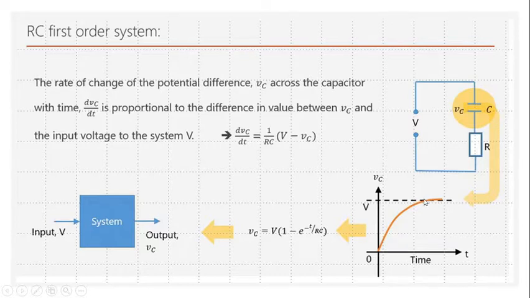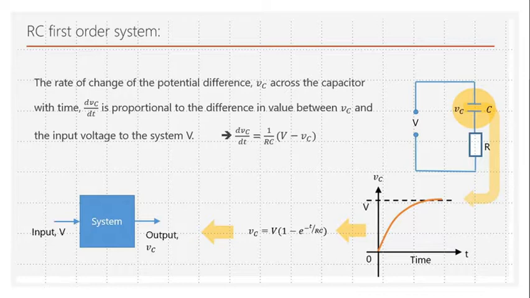So we know that we can write the relationship between the voltage across the capacitor and the big V here, and how we can write that down as this equation here. So again, we have the derivative of voltage Vc over time, and it is proportional to the difference between the V and Vc. And the constant here to fix the proportion is 1 over RC.